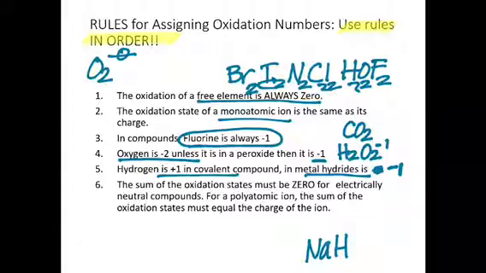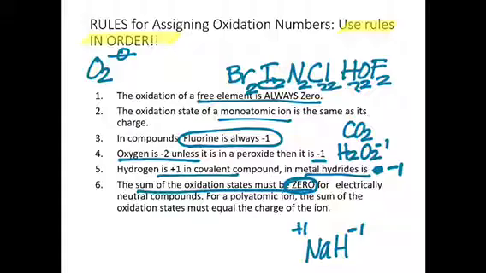In this case, sodium is a group 1 metal, so rule number 1 wins, and it's a +1. Hydrogen is with a metal here, so it's going to be a -1. Okay? And then lastly, why did I know those were the things? The sum of the oxidation states must be 0 for a compound.